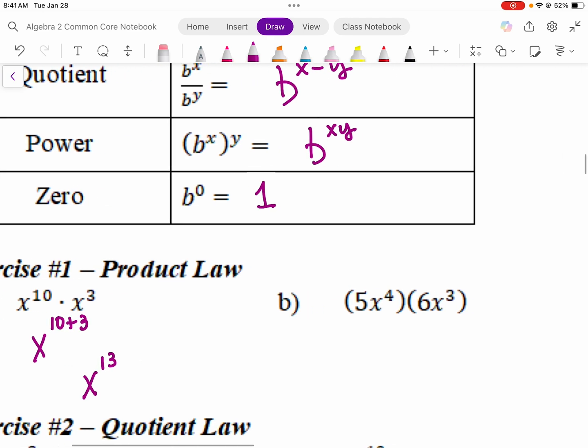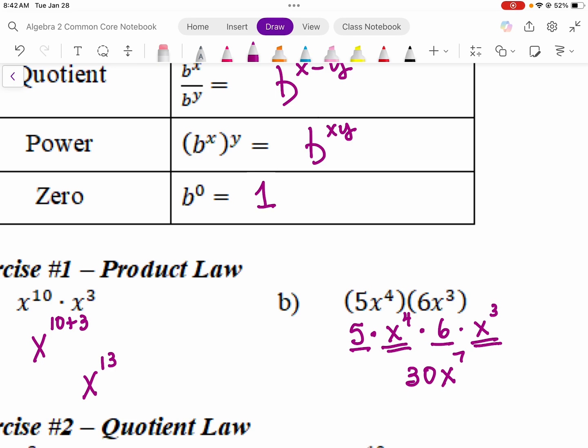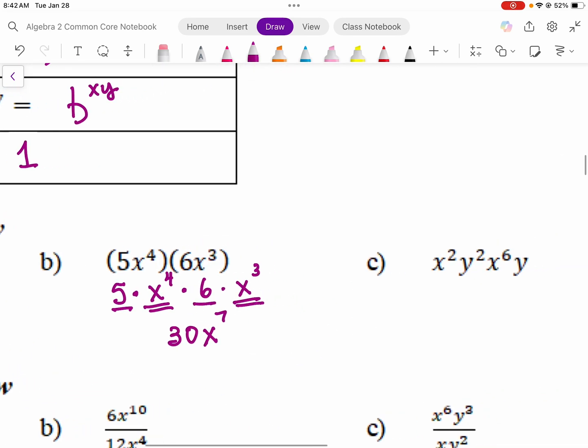Now this one, remember, the 5 is kind of out there by itself. You can think of this as 5 times x to the 4th times 6 times x to the 3rd. So we can go ahead and multiply 5 times 6 to get 30. And then we can say x to the 4th times x to the 3rd. Add those exponents, we get x to the 7th. Coefficients, the numbers in front, we still multiply like regular.